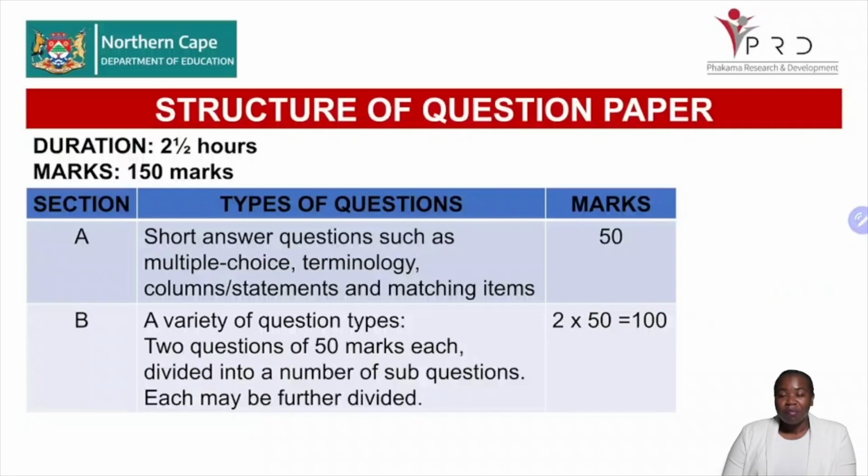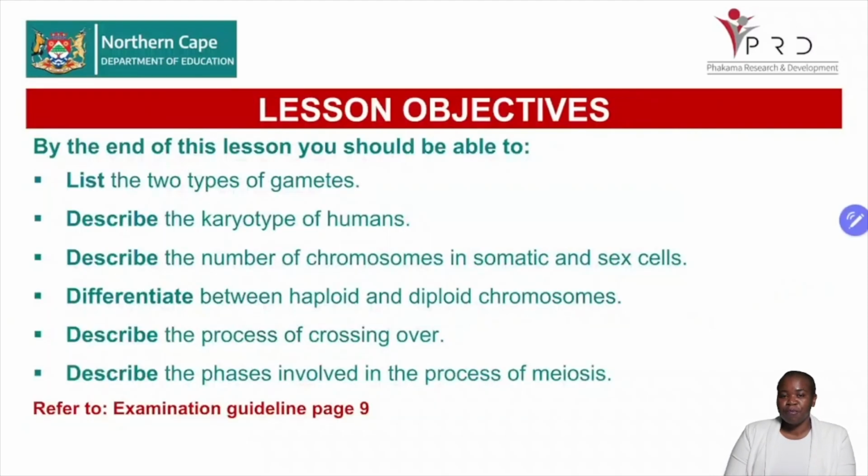Okay, so because we are looking at our final exam prep, just remember the structure of the paper that you're going to be writing. This is a paper out of 150 for 2.5 hours, and we have section A as well as section B. In section A, we have 50 marks for our short questions such as multiple choice, terminologies, as well as the matching column. And in section B, we have question 2 and 3, which are going to give us 100 marks.